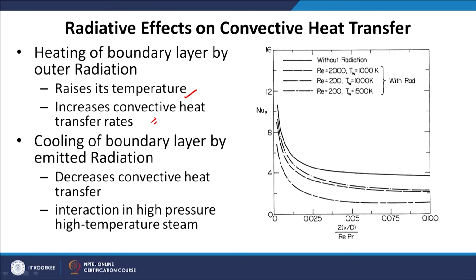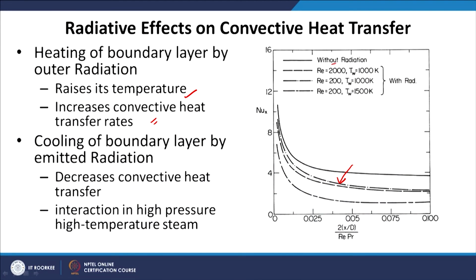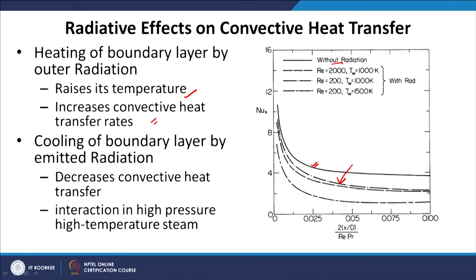On the other hand, if the boundary layer is hot and the surrounding gas is cold, then the radiative energy from the boundary layer will be radiated out and the boundary layer will become cool, and we see that there is a decrease in heat transfer coefficient here. Without radiation, the convective heat transfer coefficient is very high, but if radiation is taken into account, then the boundary layer will become cool, because some amount of energy from the boundary layer is rejected outside by radiation. So the convective heat transfer coefficient decreases. This image tells you how the two may be related and coupled.